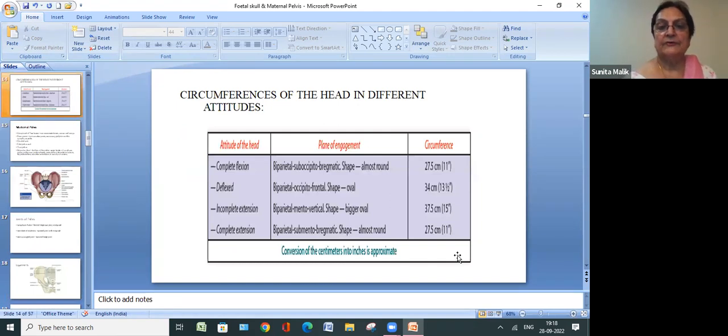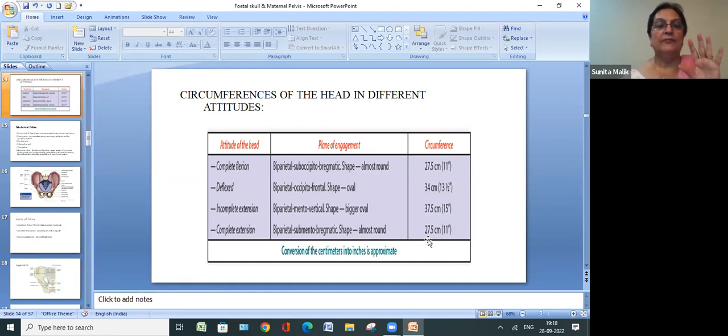Now coming on to the circumference. Complete flexion, biparietal, suboccipitobregmatic, shape almost round, 27.5 centimeters. In deflexed head, biparietal on one side, occipitofrontal on the other side, oval in shape, 34 centimeter. Incomplete extension, that is biparietal mentovertical, 37.5 centimeters. And complete extension, biparietal on one side, submentobregmatic, is 27.5 centimeters.